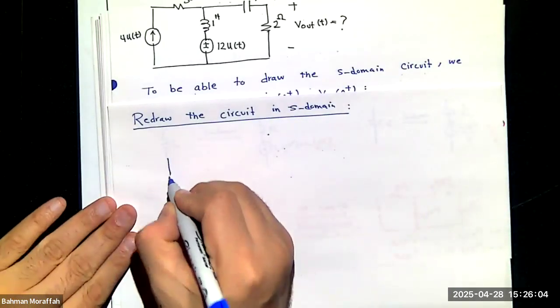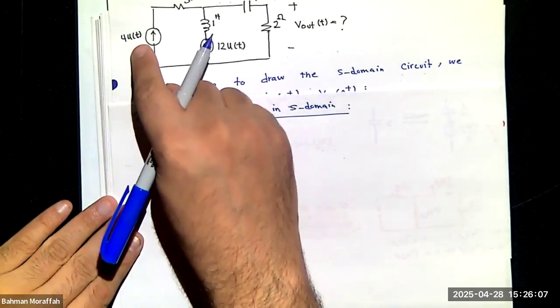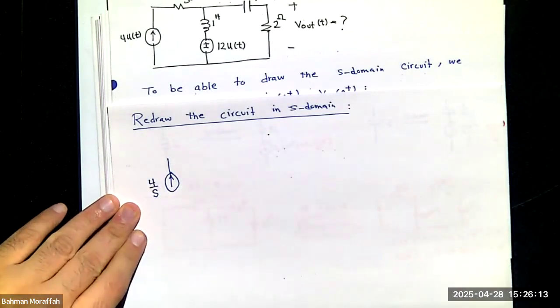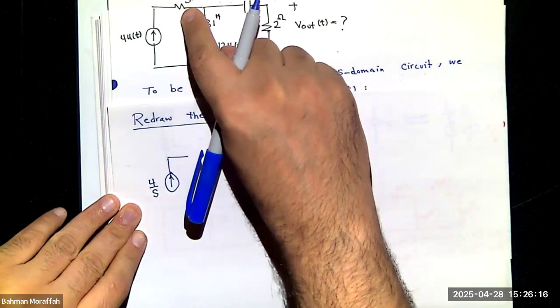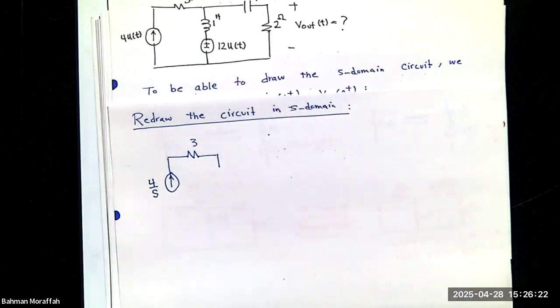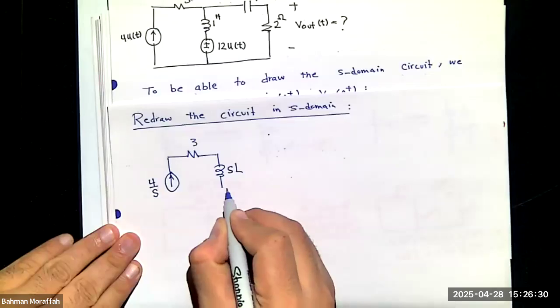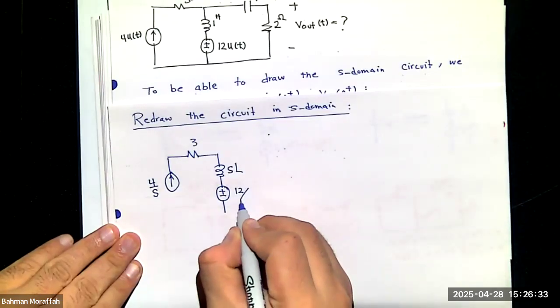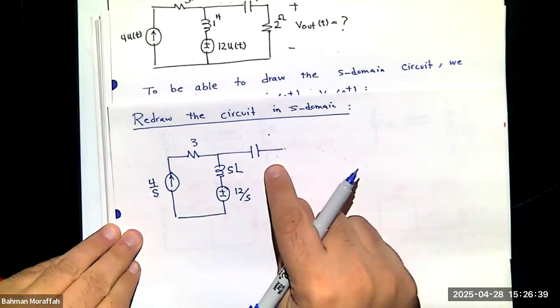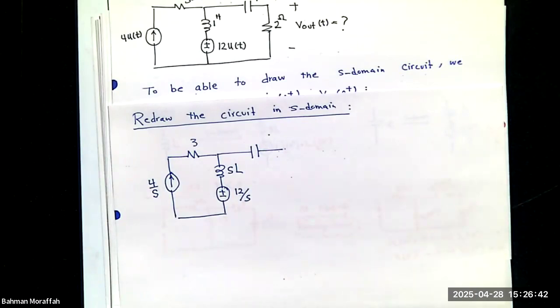What happens to my source? Well, I got no issues with the source. That's 4 times UT. I can look at my table. I know that's 4 over S. I have a resistor. The value of a resistor does not change. I have this inductor, which I know I have to replace by the equivalent and a source, but the source is 0. So it is just SL. So I have this S. This voltage source becomes 12 over S. This capacitor must be replaced by 1 over SC followed by a voltage source, which I know is 0. So it's just 1 over S.